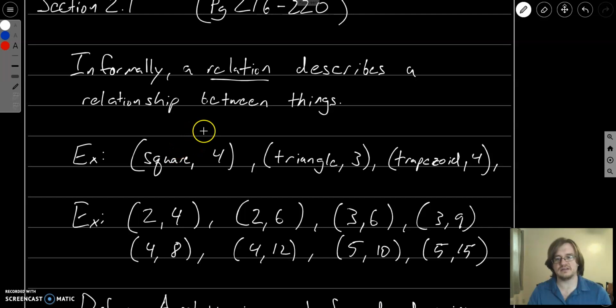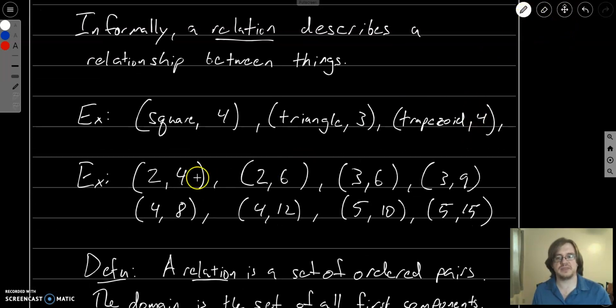The thing on the left and the thing on the right will be related to one another based on some description. So here's another relation, and I've just described these as pairs. I've said that 2 is related to 4 and 2 is related to 6. 3 is related to 6 and 3 is related to 9 as well. 4 is related to 8 and 4 is related to 12. 5 is related to 10 and 5 is related to 15. So this is just a made-up relation that's describing some sort of relationship between numbers.